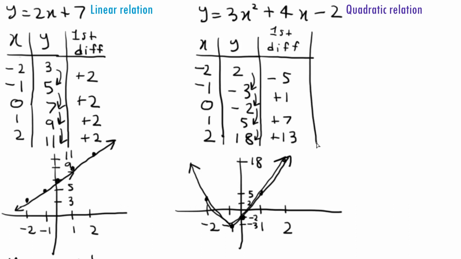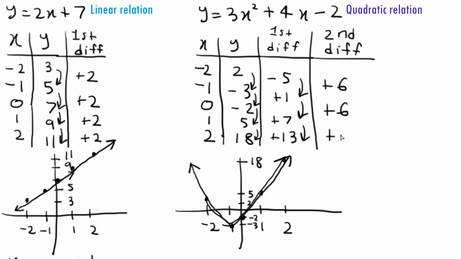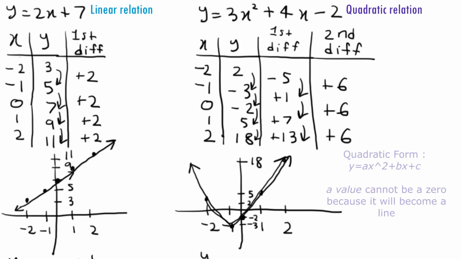But now, the thing with quadratic equations is that their second differences are going to be the same. So let's take a look. In order to get from -5 to 1, we're going to have to add 6. From 1 to 7, we have to add 6. And from 7 to 13, add 6. And that's great. This is, in fact, a quadratic relation, and the form for it is y equals ax squared plus bx plus c. And a cannot be 0, or else this whole term goes away and it just becomes a line.